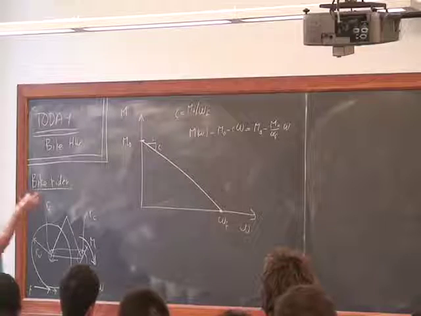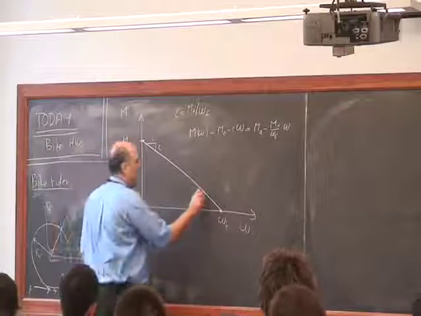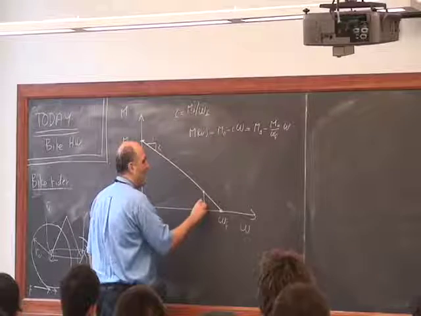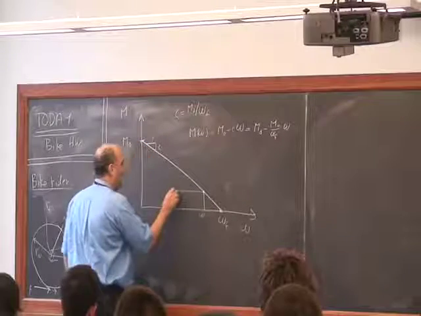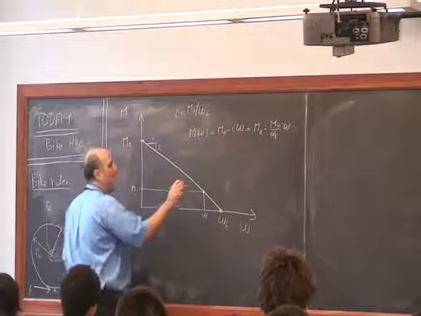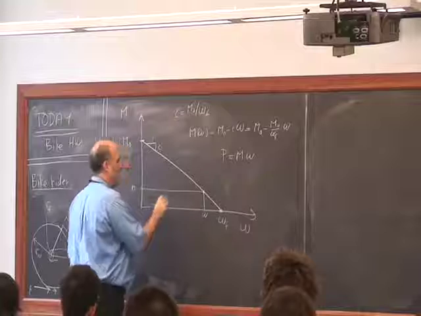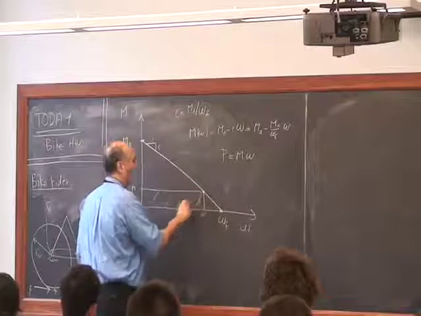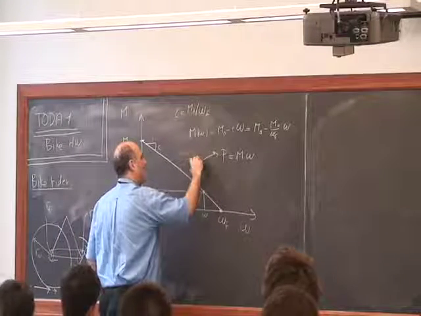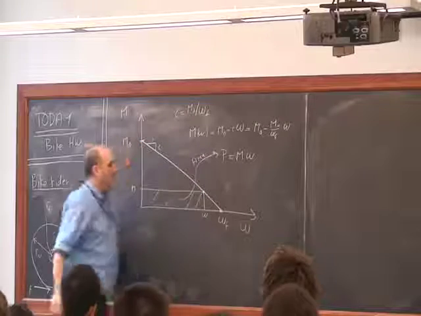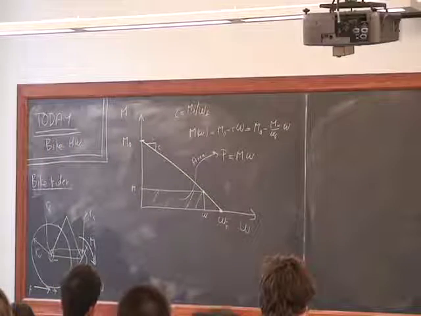So given this curve, how much power are you putting out? Well, at a given omega, the power you're putting out is the product of omega and m. So the power you produce is equal to m times omega, which is equal to the area in this curve. And the power you can produce is a function of how fast you're pedaling.